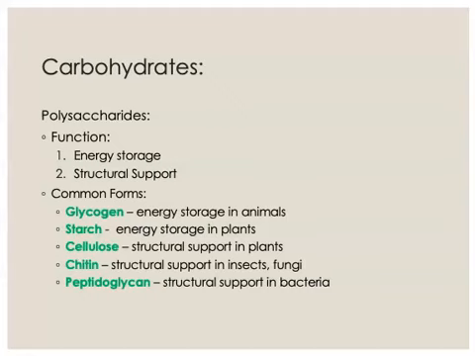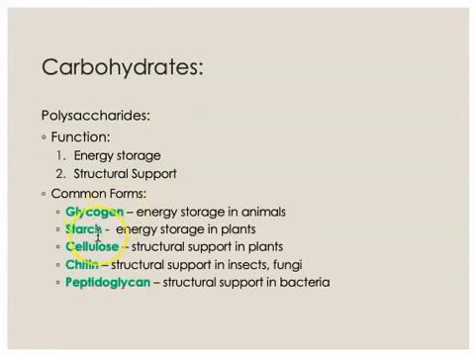The polysaccharides are the most complex of the carbohydrates. Remember, a polysaccharide has at least 20 monosaccharides within it, all covalently bound together with glycosidic linkages. Polysaccharides serve two purposes inside of cells. They can be energy storage molecules, and they can be structural support. We're going to learn about 5 individual types of polysaccharide: glycogen, starch, cellulose, chitin, and peptidoglycan.